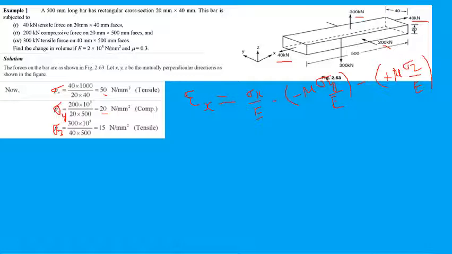So we are going to substitute the values. Sigma x we got 50, so substitute 50, and the mu value is given, 0.3, substitute 0.3, and sigma y is 20, substitute 20, and sigma z we got 15, so substitute 15. After simplification we got epsilon x equals 51.5 by E.